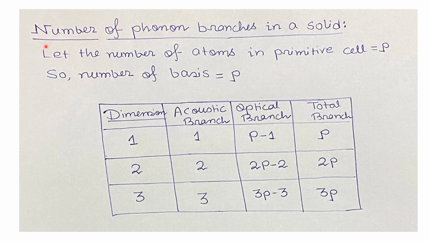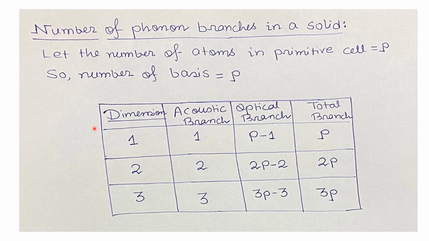Now let us discuss the number of phonon branches in a solid. Let the number of atoms in the primitive cell of the solid be p. So basically the number of bases in the primitive cell is p. Now let us follow this chart. For one dimension, the total number of phonon branches will be p, where p is the number of bases. In one dimension only one acoustic branch is possible, so the remaining phonon branches will be optical. So the number of optical branches will be p minus 1.